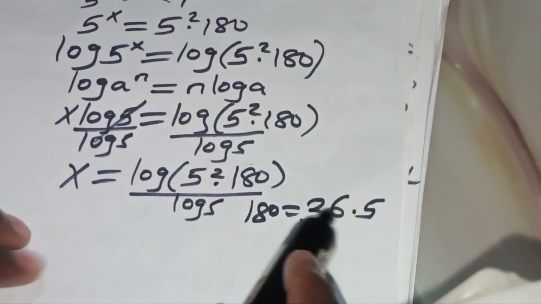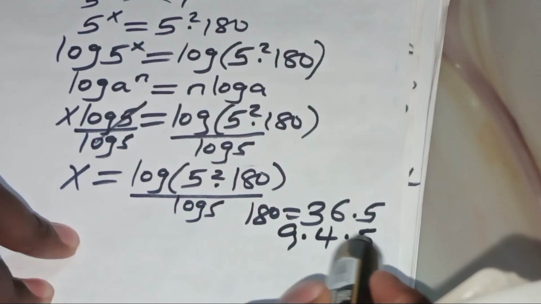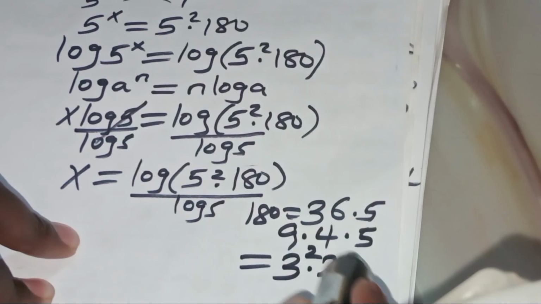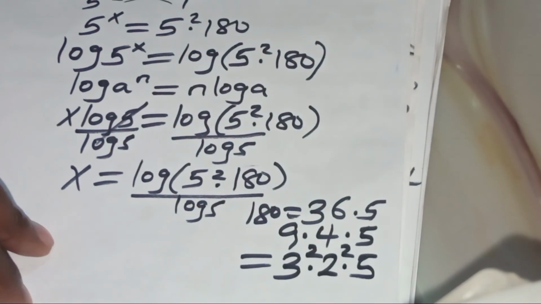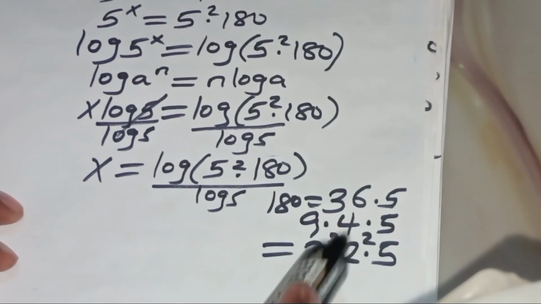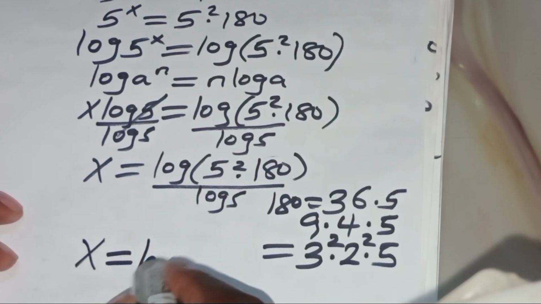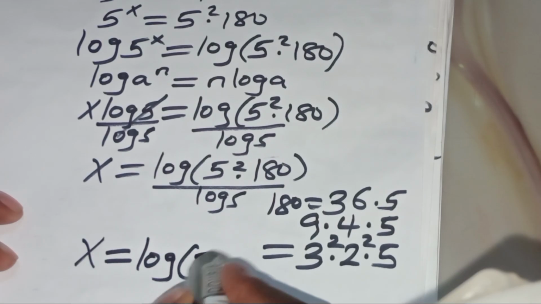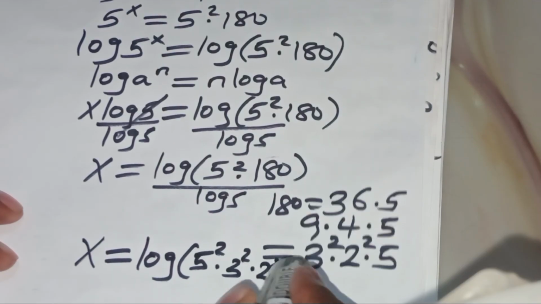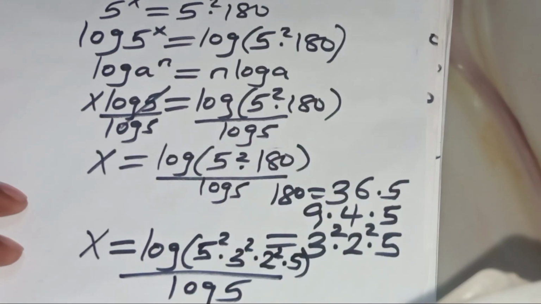But 36 can also be expressed as 9 multiplied by 4, multiplied by 5, which you can reduce further to 3 to the power 2 multiplied by 2 to the power 2 multiplied by 5. Substituting this, we'll have x equal to log of 5 to the power 2 multiplied by 3 to the power 2 multiplied by 2 to the power 2 multiplied by 5, divided by log 5. Okay, so let's proceed from here.